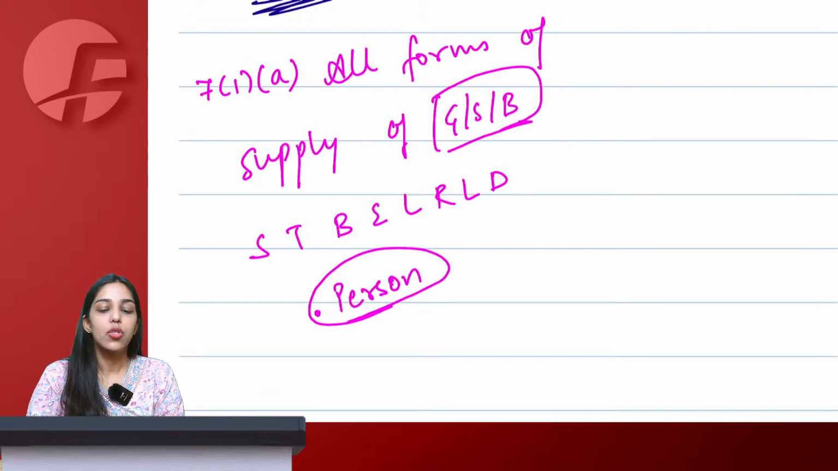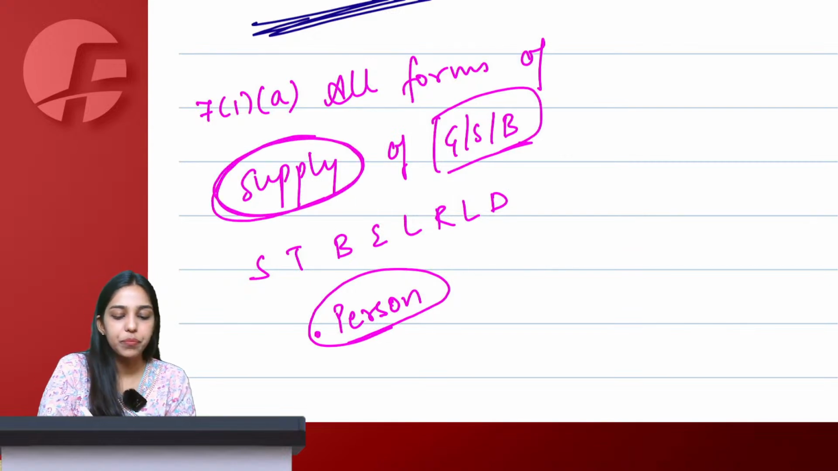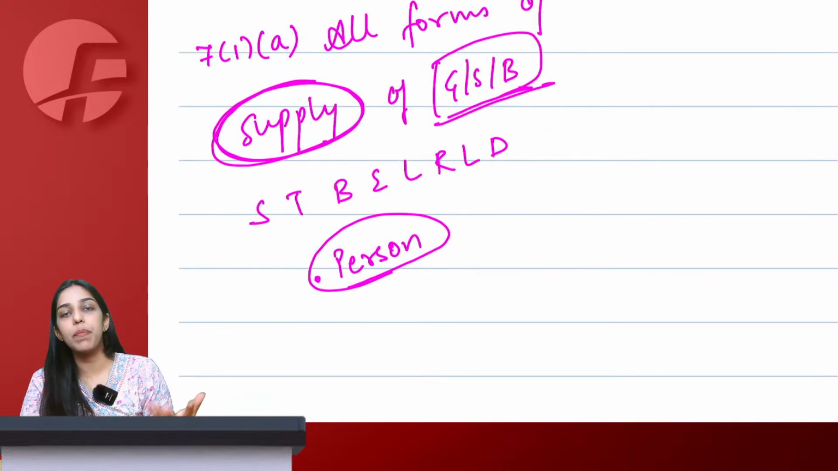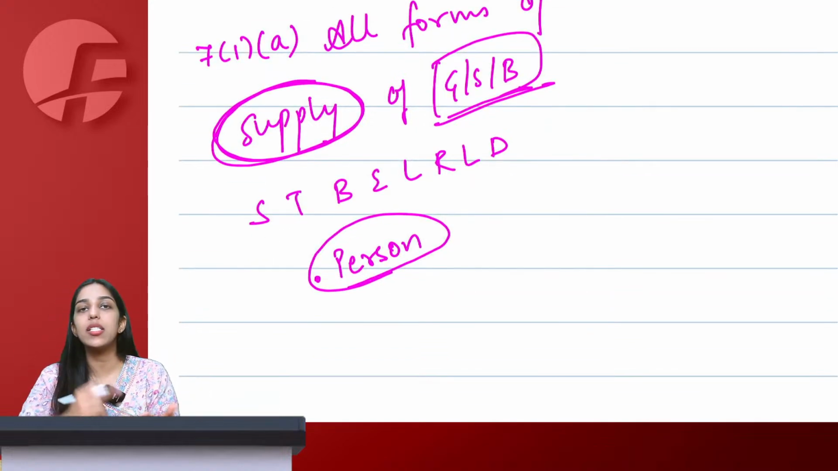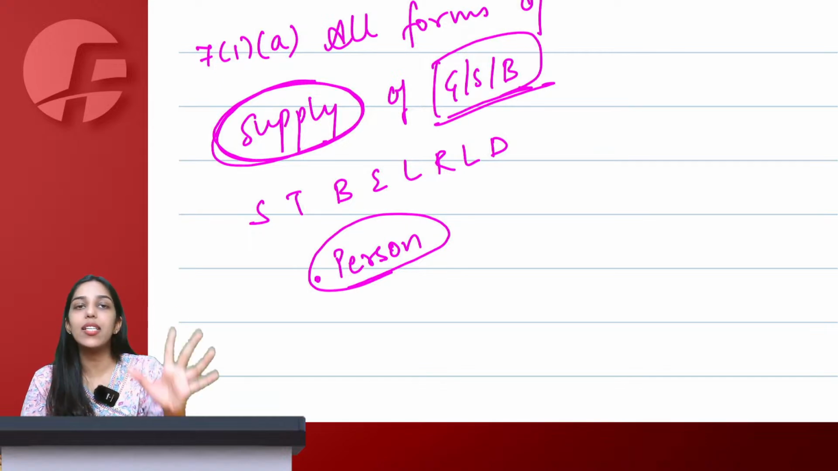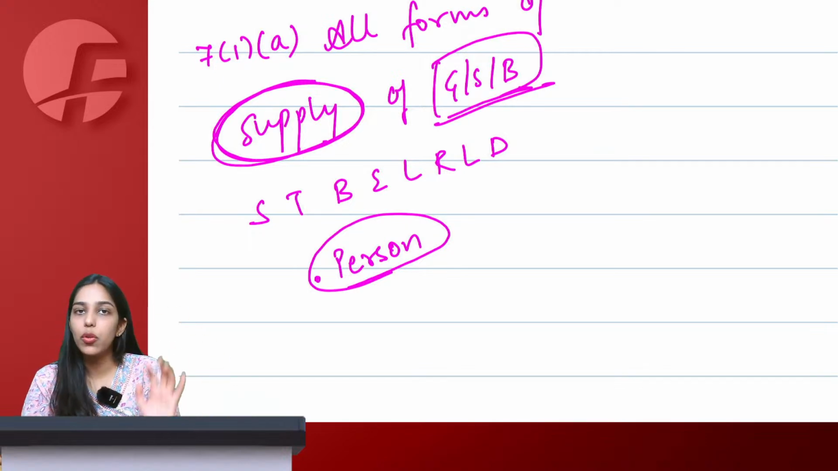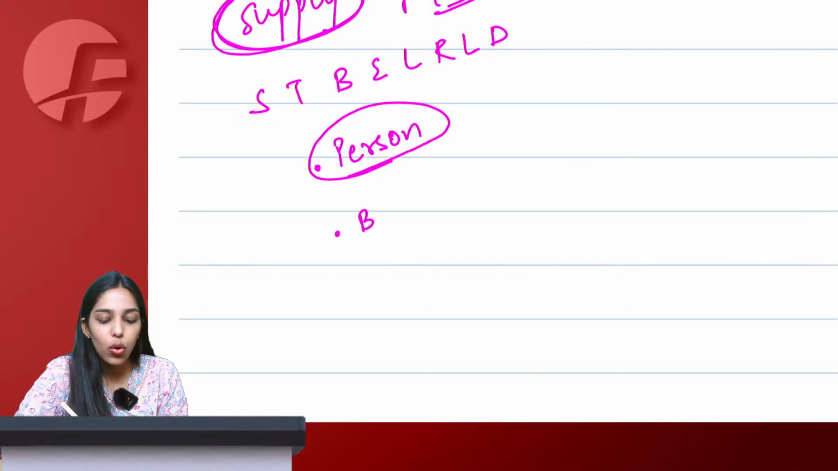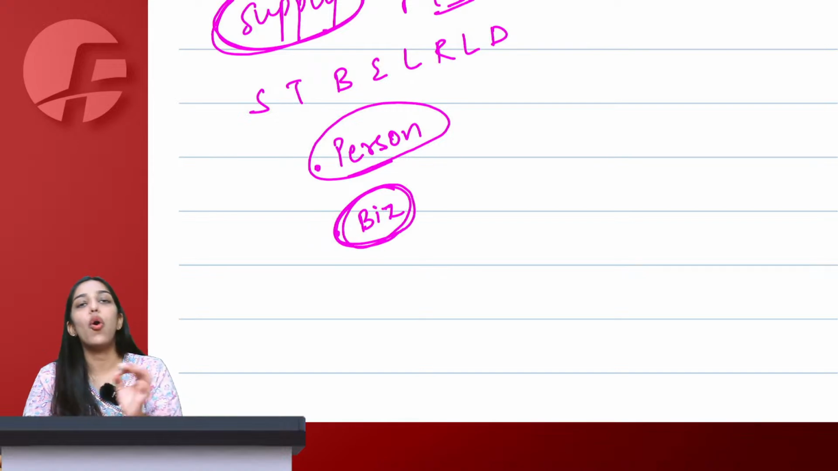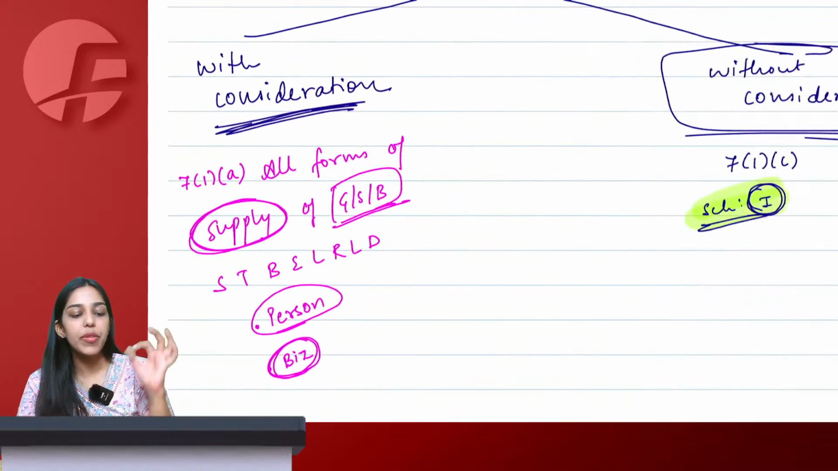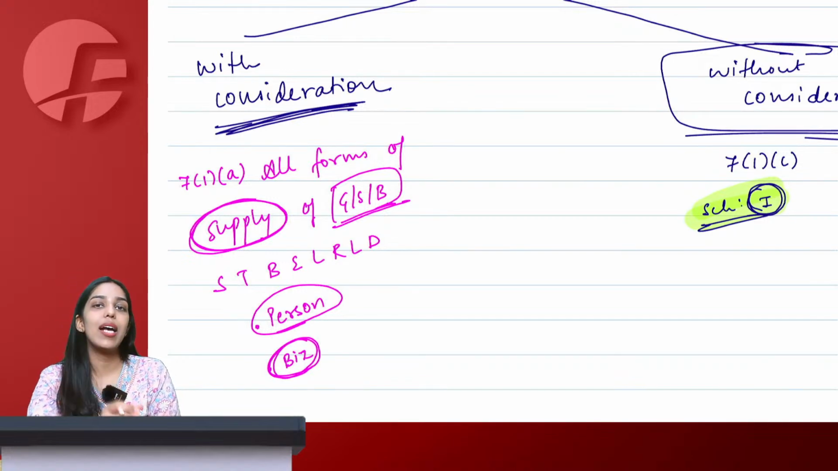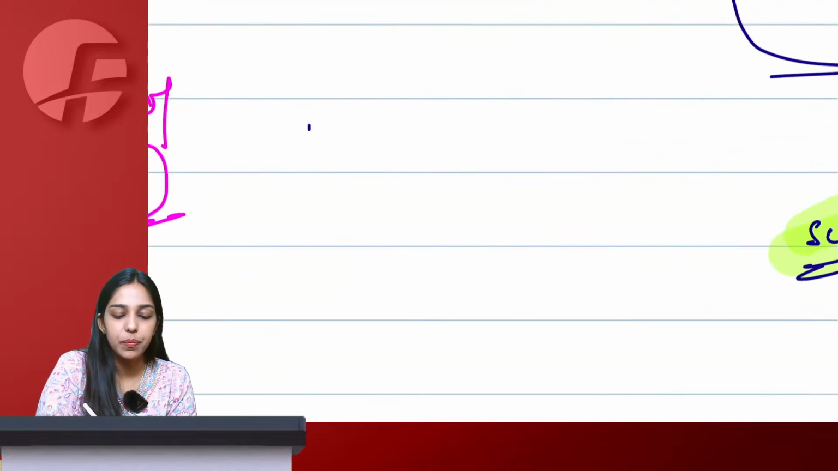We've already seen. So we say all forms of supply. Supply of what? Goods, services, or both. What are the forms of supply? Sale, transfer, barter, exchange, license, rental, lease, disposal, etc. That's etc. Which means there can be some other things related to this also. Made or agreed to be made by a person in course furtherance of business. If all of these conditions are satisfied, then we say according to section 7(1)(a), this will be considered as a supply under GST. Chalo, I ask you two questions.